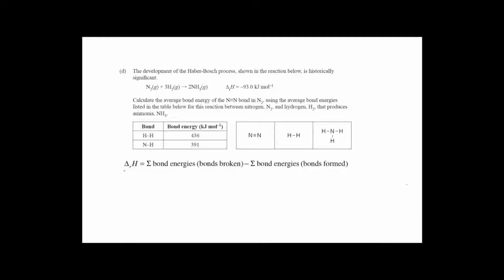So we know that the change in enthalpy of reaction is negative 93, and it's already in kilojoules per mole. Kilojoules, it's got to be capital J, isn't it? Little k per mole. And we know that's going to be all of the bond energies broken minus all of the bond energies formed.